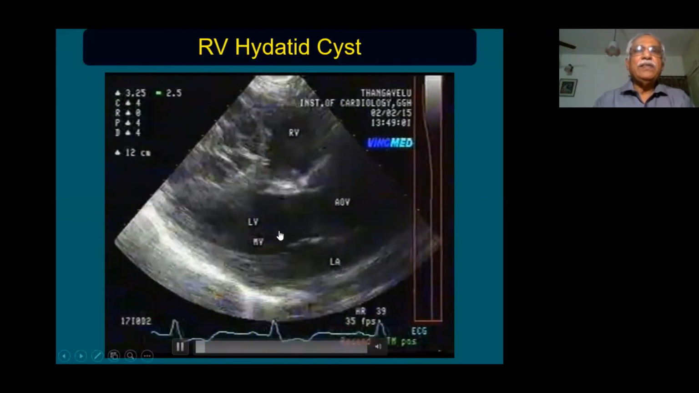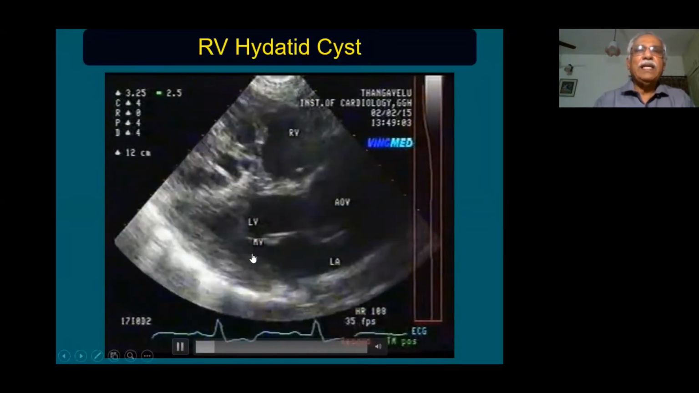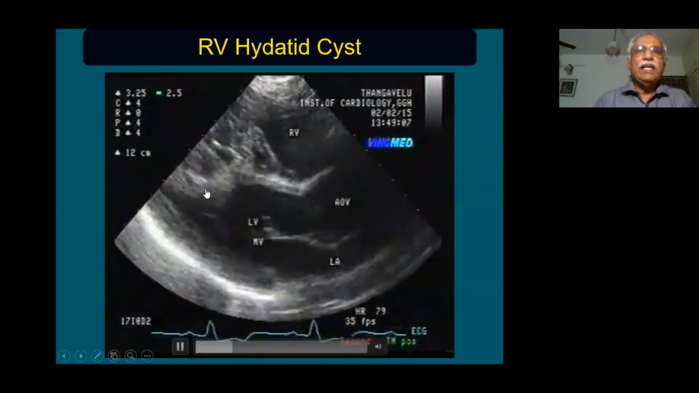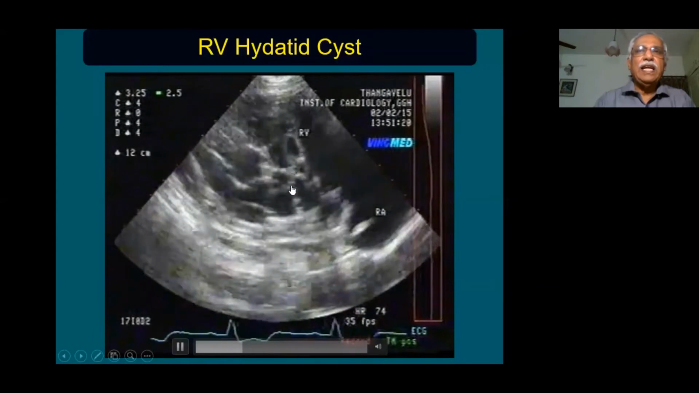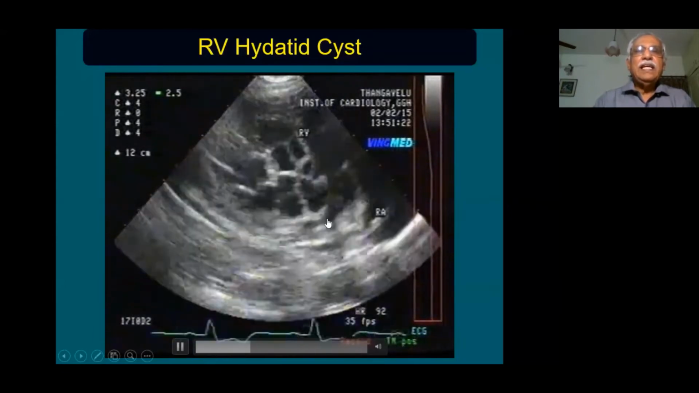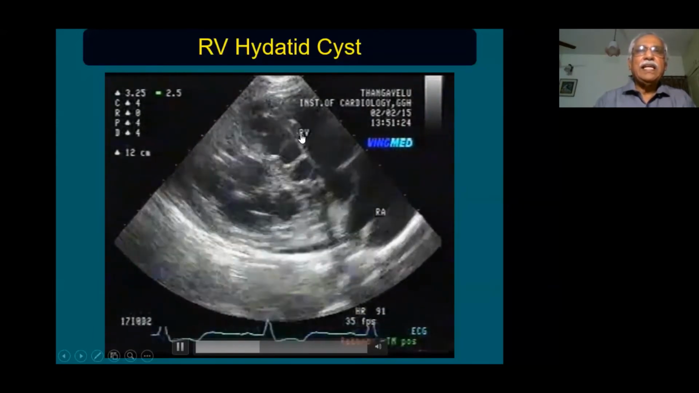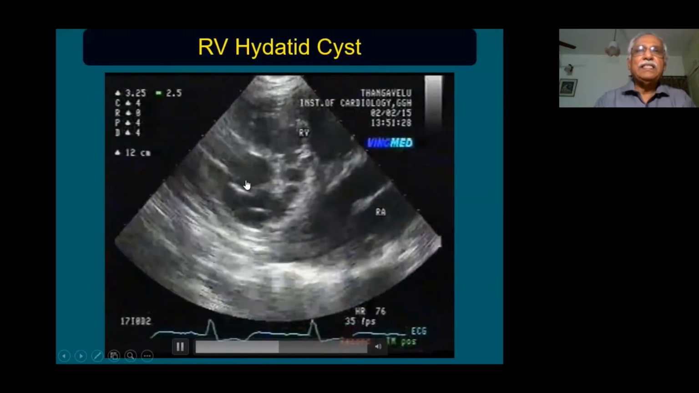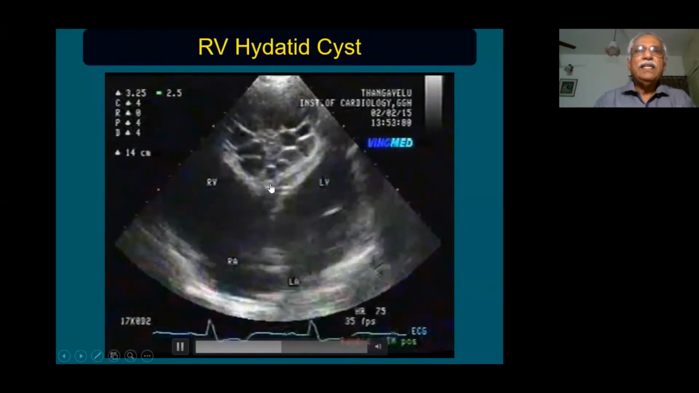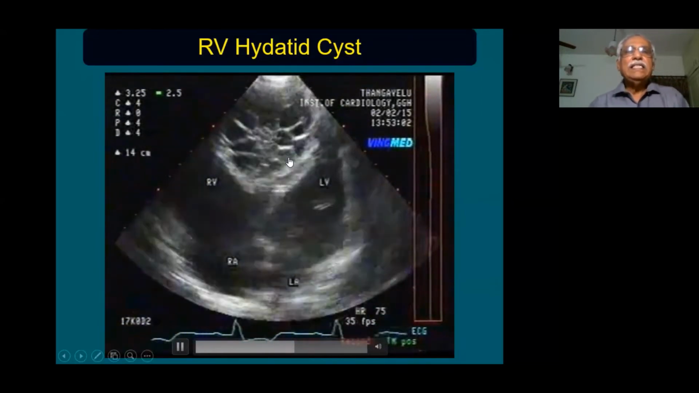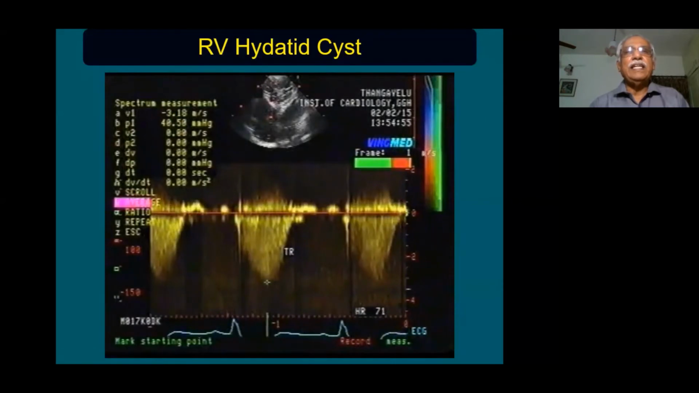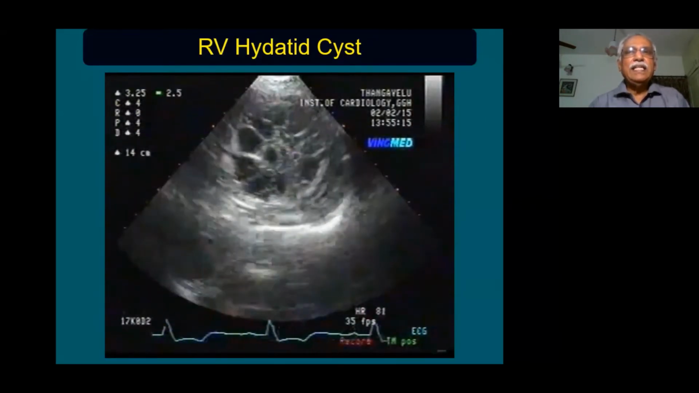This is a patient which we have seen again in our Madras Medical College. There is a large mass occupying the right ventricular inflow tract near the right ventricular apex. It is circumscribed with a clear-cut capsule, and it is multiloculated. There are multiple cysts inside the mass. Here you can see the multiples. This appearance is extremely characteristic of hydatid cyst. Multiple hydatid cysts producing a mass inside the right ventricle.